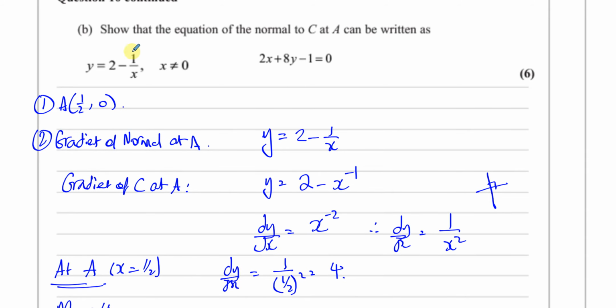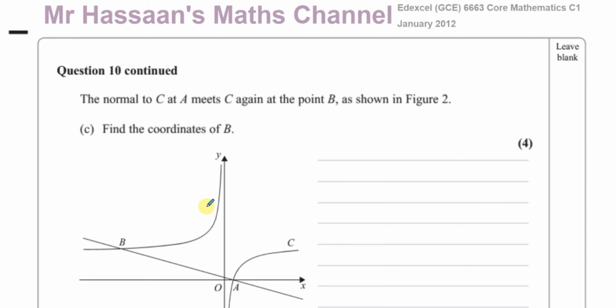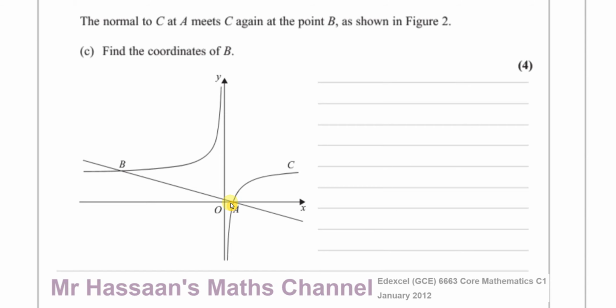Okay, next we have to do the next part of the question, where it tells us that the normal to C at A meets C again at the point B. So the normal that we just found the equation for meets the curve again at the point B, as shown in figure 2. Find the coordinates of B. So I have to find out basically where the normal hits the curve. We already know one point, we have to find the other point.